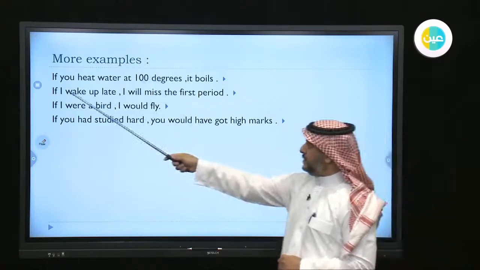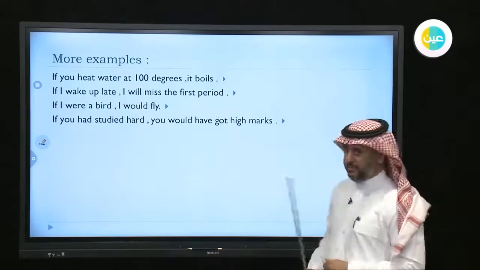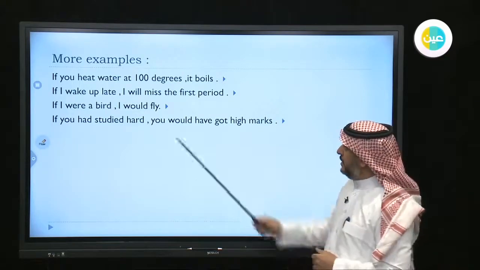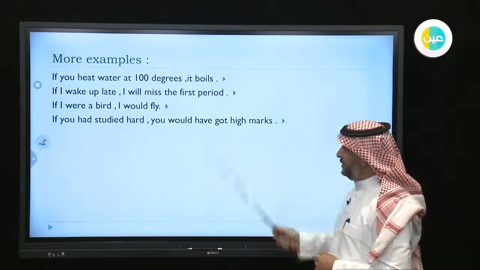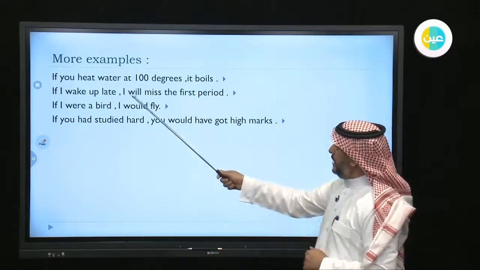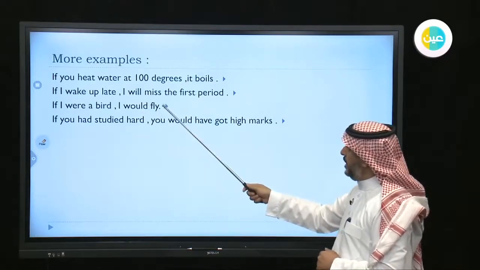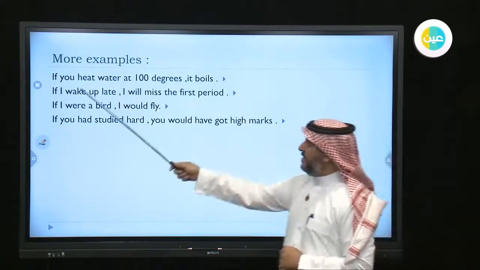Second example. If I wake up late, I will miss the first period. This is what? The first conditional. I can change the order: I will miss the first period if I wake up late, without a comma.